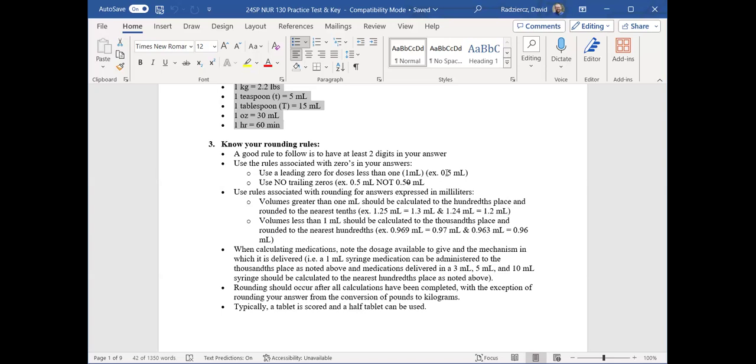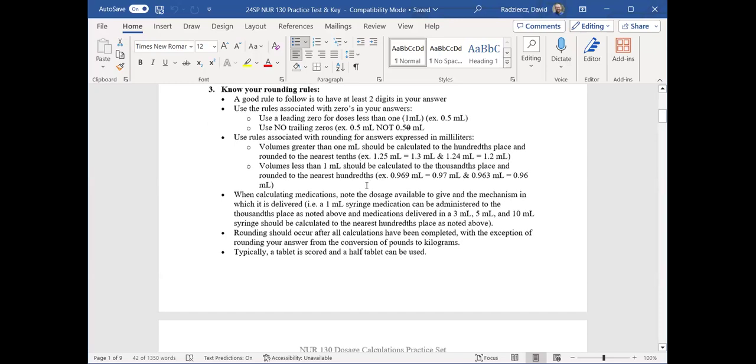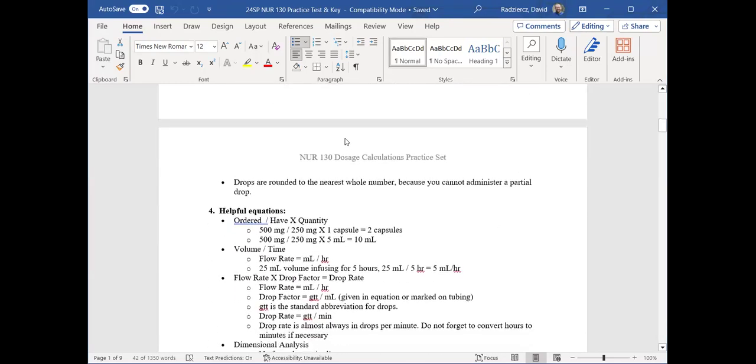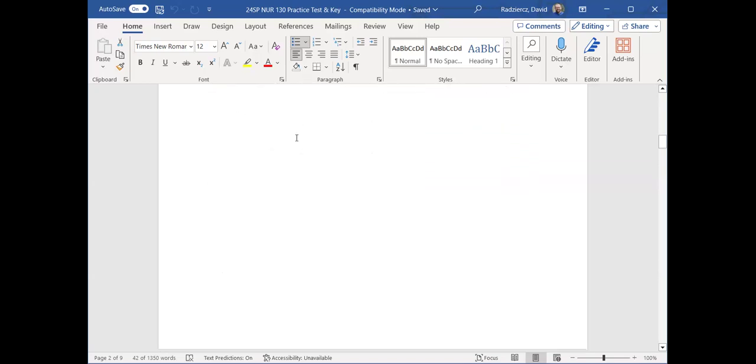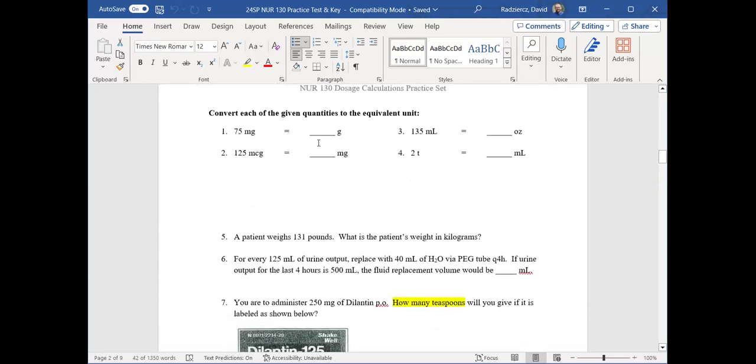I'll just give you some examples as we move along. There are some helpful equations. We'll talk about those, and you'll see me use them, but let's get into the meat of this.